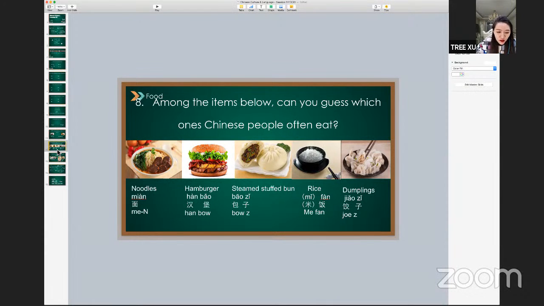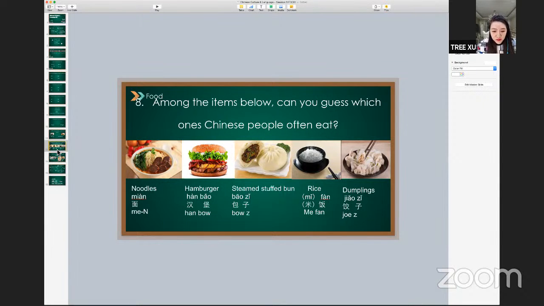Do you know how to say the names for this food in Chinese? Let's practice. The first one, noodles, 面. You can unmute yourself and read after me. 面. Second one, hamburger, 汉堡. 汉堡.